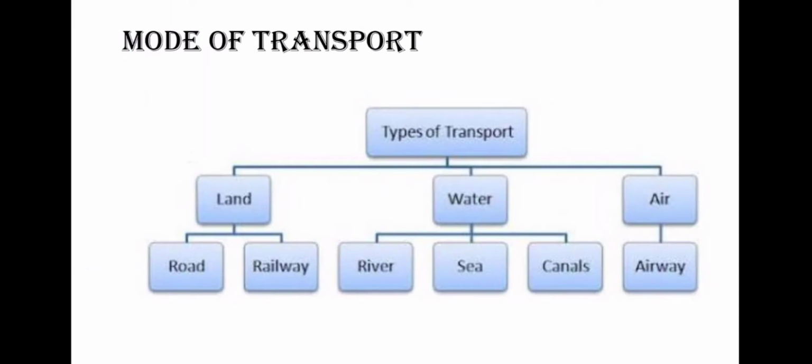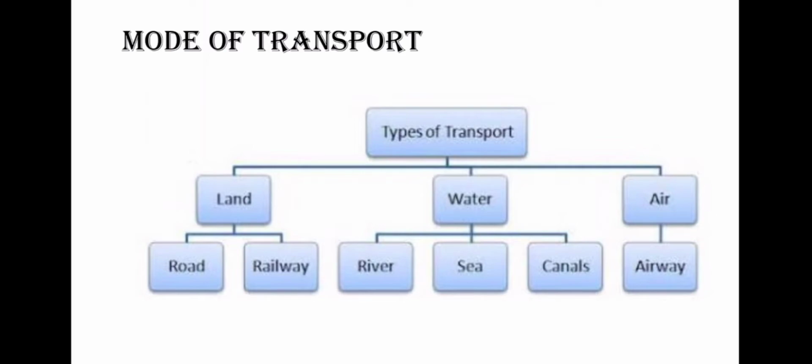Now we come to the modes of transportation. The types of transport are land, water and air. From land, there are two types, road and railways. In water, river, sea, canals. In air is airway. In road, the transports are cycle rickshaw, bullock or camel cart, tractors, trucks, buses, etc.